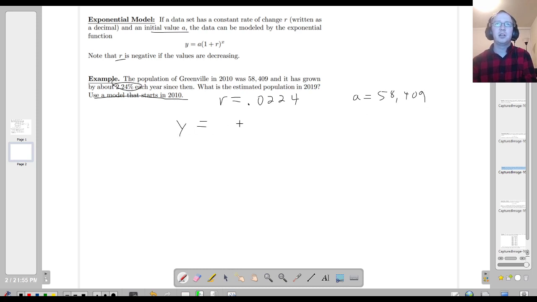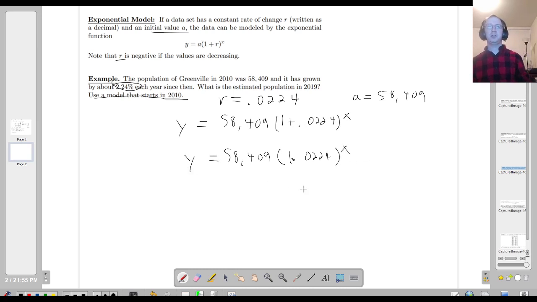So the equation I can come up with here is a times 1 plus r raised to the x power, where x is the number of years after 2010. Okay, and if you want, you could even rewrite this one step simpler: 1.0224 instead of 1 plus 0.0224. So that model apparently represents the population of Greenville. And in case you're curious, this is the city proper, not the metropolitan area.